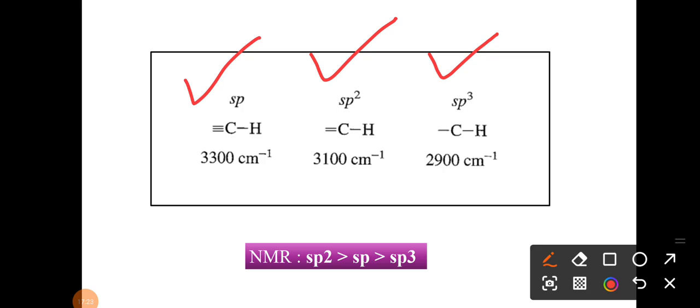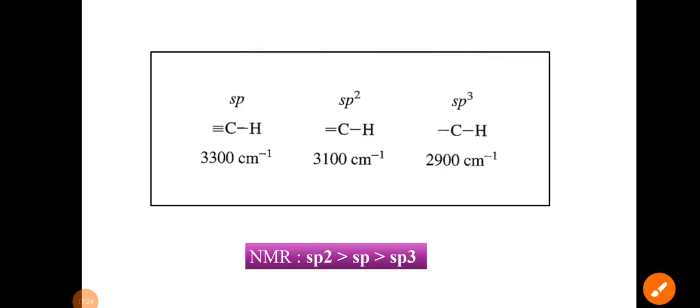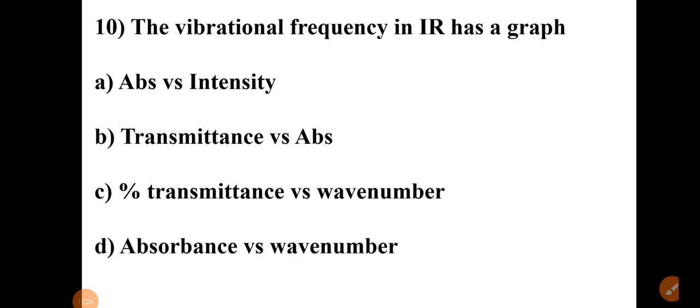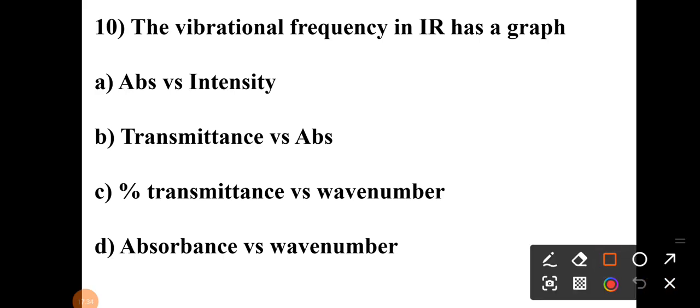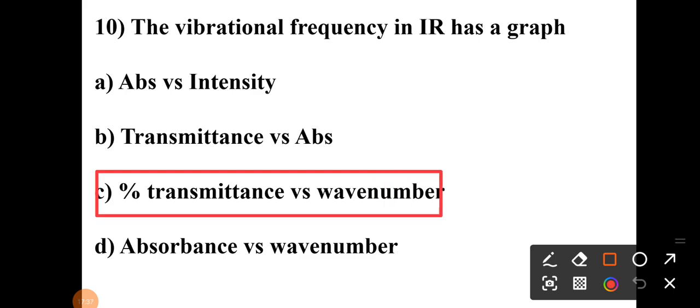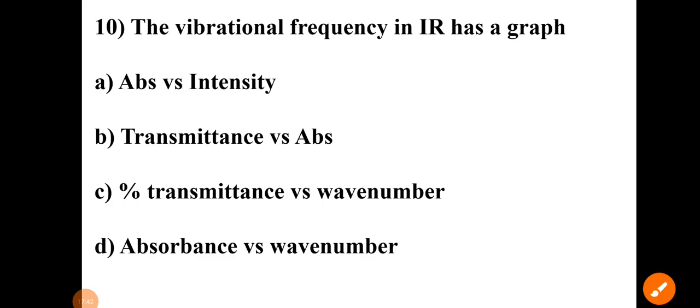So please remember this one also. Okay, so the next one, the vibrational frequency in IR has a graph. So just recently we have seen. So what is the answer here? So no need to explain again. So percent transmittance versus wave number in centimeter inverse, right?